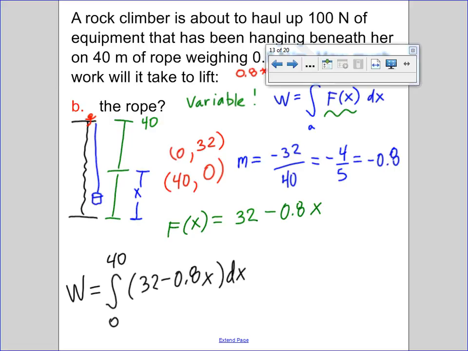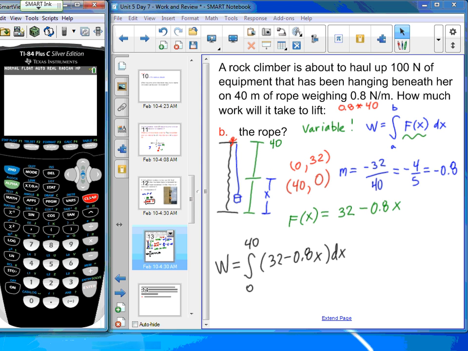Now, we can integrate this easily. It's a linear function. But we're going to go with our calculator and just Math 9 it in the interest of time. Math 9, I'm going to go from 0 to 40. My variable force function was 32 minus 0.8x with respect to x. Looks like 640 joules are required to haul the rope alone.